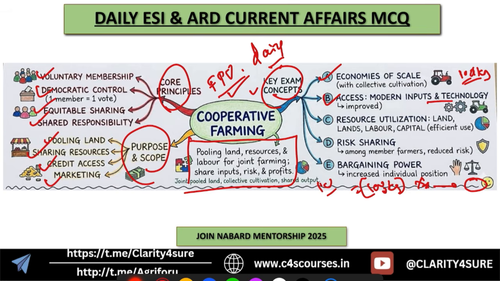Then access to modern inputs and technology. Yes, that is what I said. They are going to come together and invest in different things, right? Then resource utilization. All the land, labor, capital is used efficiently. Then risk sharing. They are sharing the risk, which means the risk is reduced. It is equally shared by everyone. If they are taking a loan, then the repayment risk is distributed on everyone, right? Then bargaining power, it increases the bargaining power of the individual in that group. So these are some of the cooperative farming principles and keywords that you have to learn conceptually.